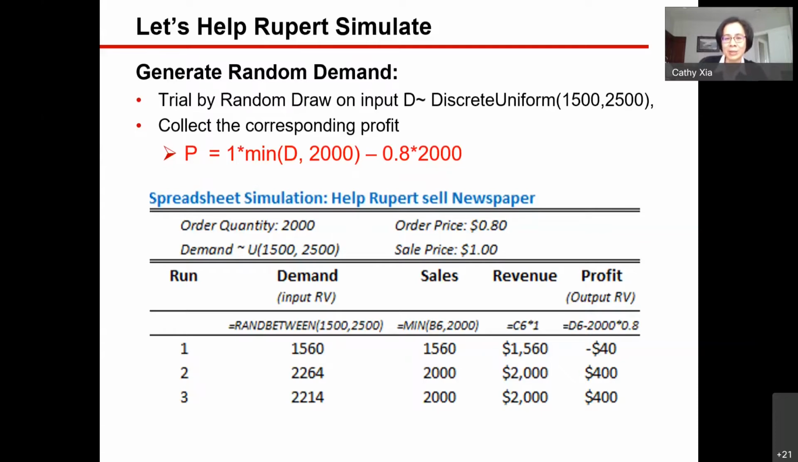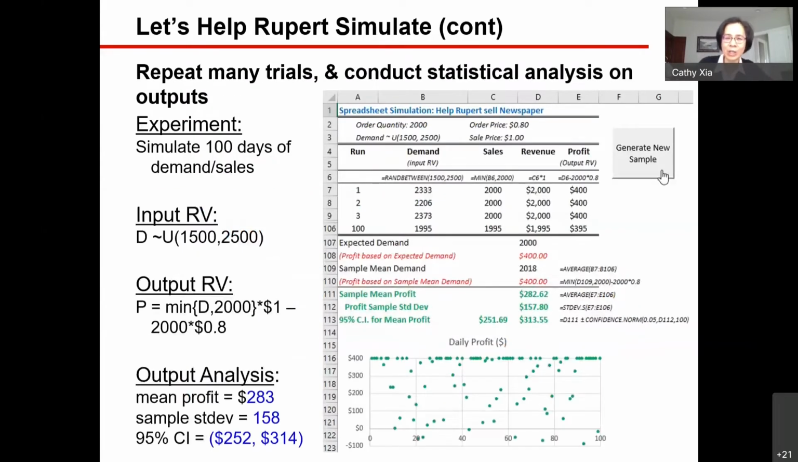Then we're going to develop this spreadsheet simulation. So now let's think about demand. Demand changes from day to day. Basically, demand is a uniform distribution, so we do a random draw between 1500 and 2500. We quickly implement this in front of the students. Suppose the demand is 2000, 333, and then basically, how many you can sell, what's your revenue, what's your profit.